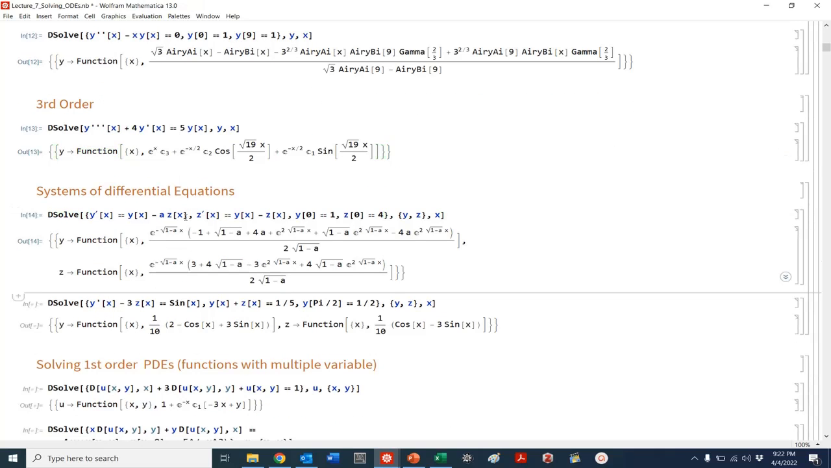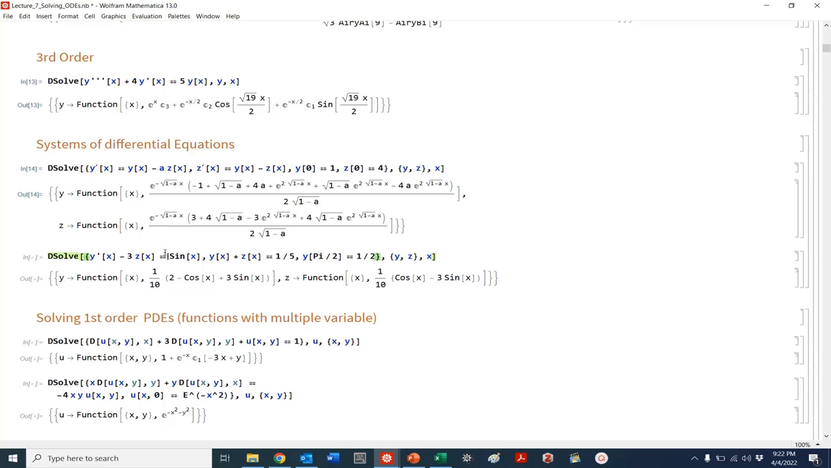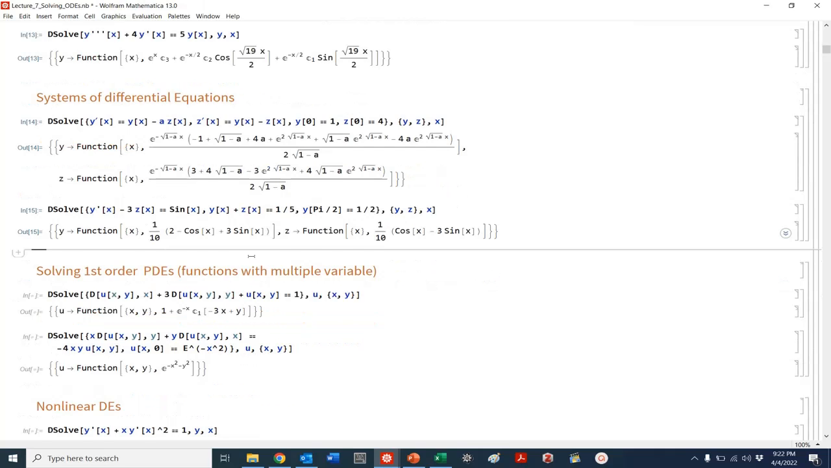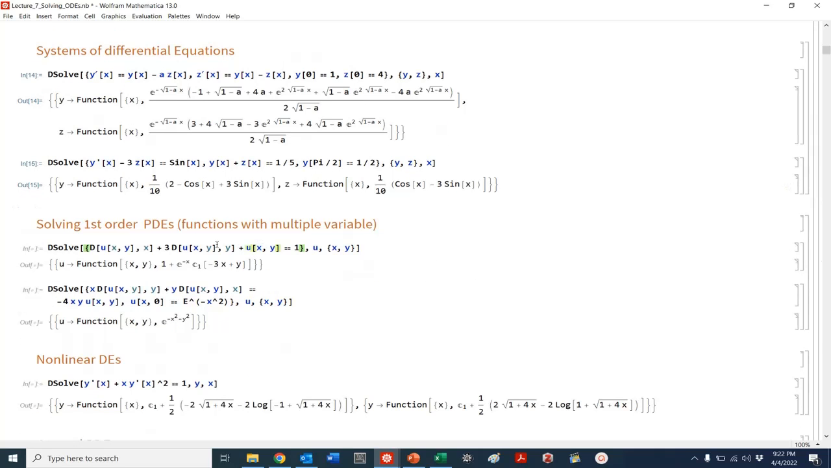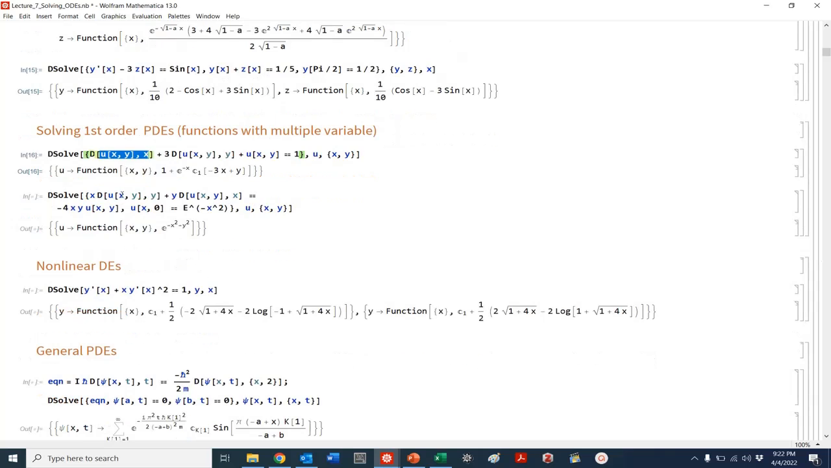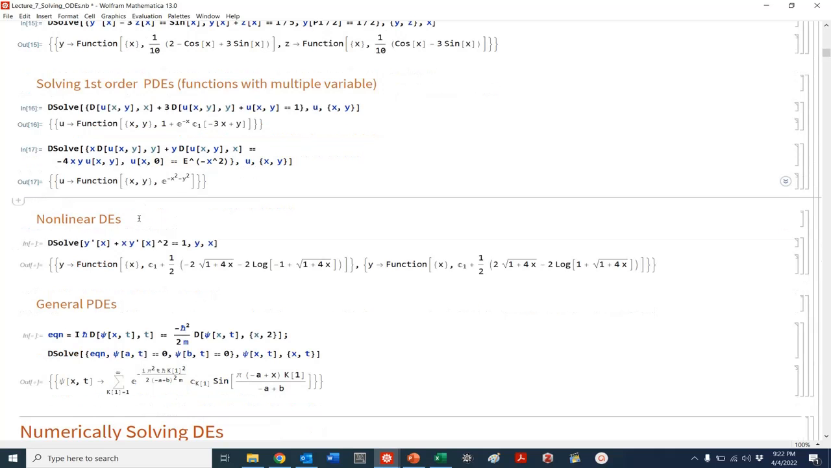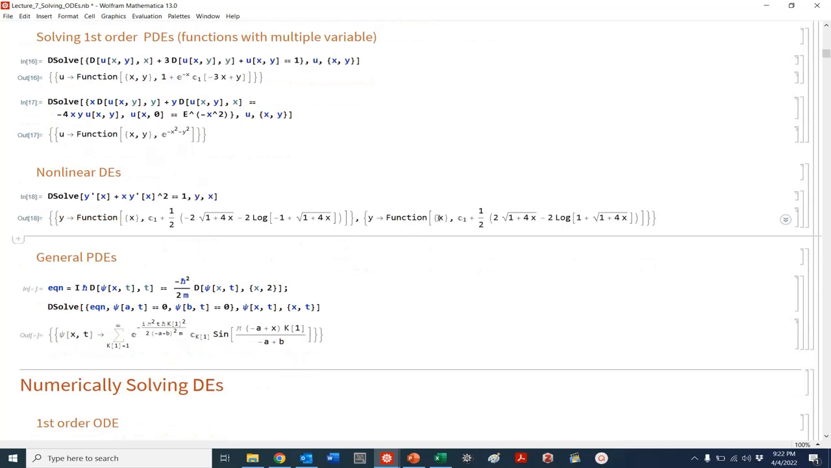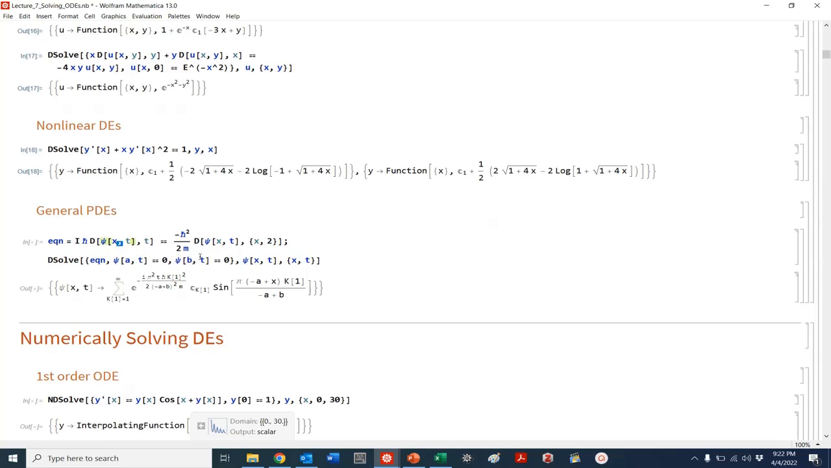You can solve systems of differential equations if you would like to, again specifying boundary conditions on each of them. You can solve first order PDEs with multiple variables. We'll be looking at these functions very soon. Hopefully they remind you of heat transfer, diffusion, mass transport, and kinetics. We can do various functions here, as well as nonlinear ODEs, as you can see here. Again, constants, and then a general ODE.